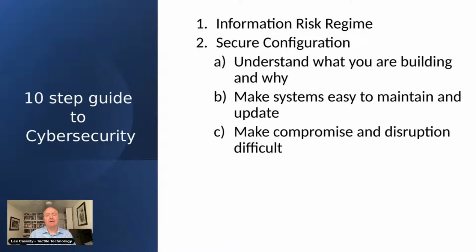The next thing is to make compromise and disruption difficult to do. So we've got to think about how we make it more difficult for the hacker to actually access the systems. So one of them is creating what we call a layered approach to security. So different layers of control and different layers of security to make it harder for the hacker to get into the system in the first place.